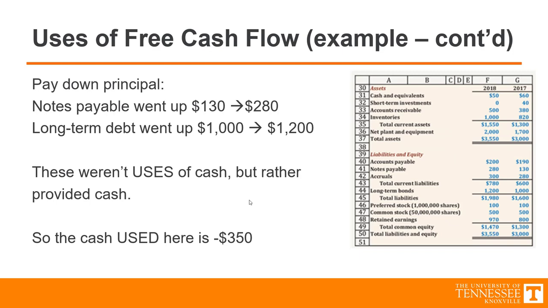All right, next, paying down principal. If we look at notes payable here, in 2018 it was $280. In 2017 it was $130. That means we haven't paid down principal. In fact, we've borrowed more money. Notes payable has gone up from 130 to 280, so it's increased by $150. Likewise with long-term debt, last year it was $1,000, this year it's $1,200. It's gone up by $200. So it's not that we've paid down debt, but rather we've borrowed more money. So this wasn't a use of cash, which would get a positive sign. Rather, we were sourcing cash, and so the cash used here is negative $350. Again, it wasn't used, it was sourced, so we're going to assign the opposite sign, the negative sign.